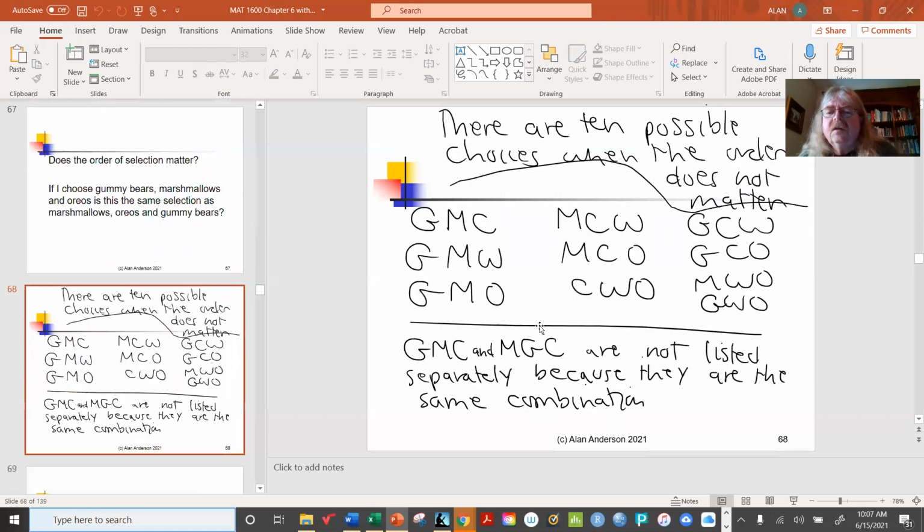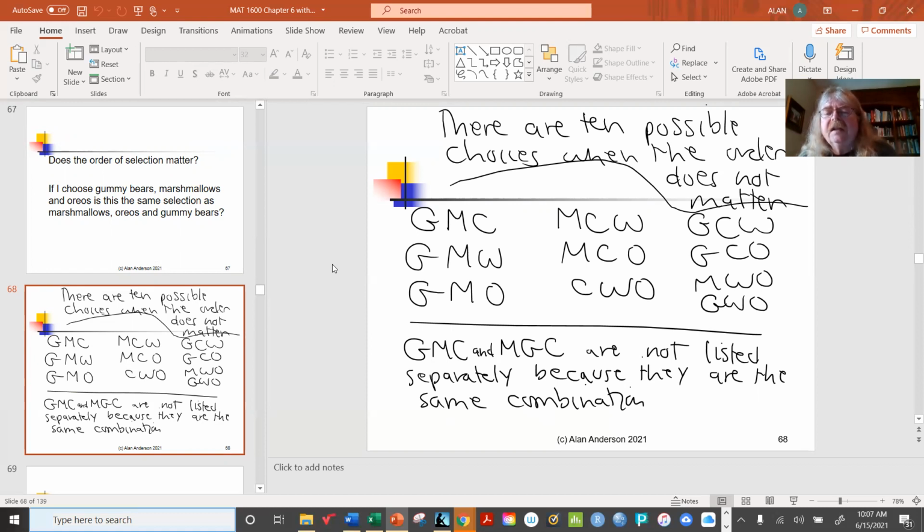So it's pretty clear that the order in which we choose them doesn't make any difference. So we can write them all out, and we see there were 10 of them. And if you notice, like I mentioned down here, GMC and MGC do not need to be listed separately because they actually represent the same combination. All right, the order doesn't matter. So therefore, these would both be the same combination.